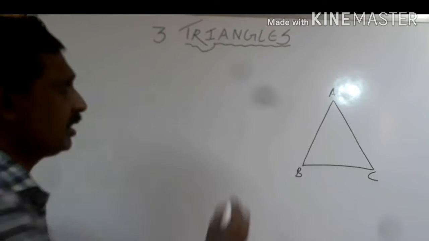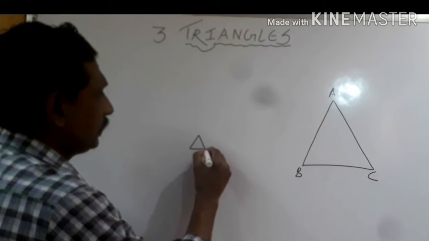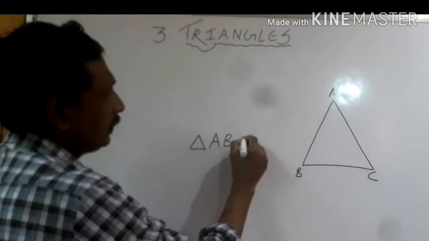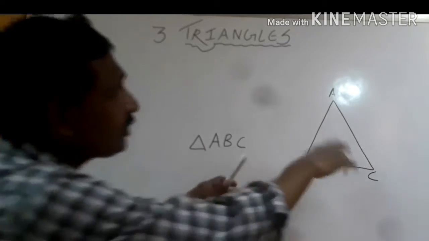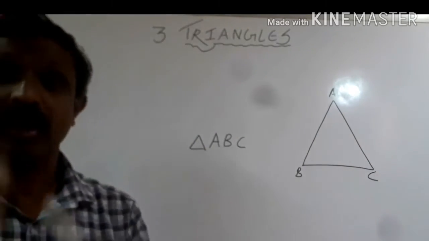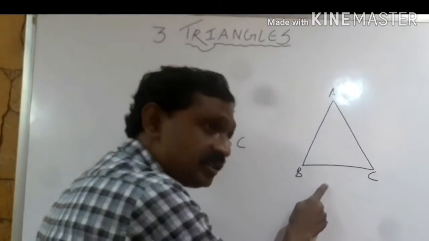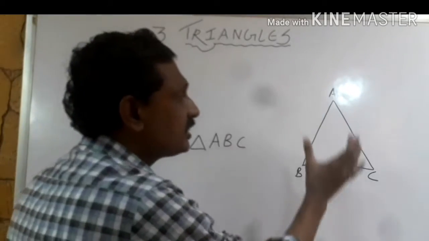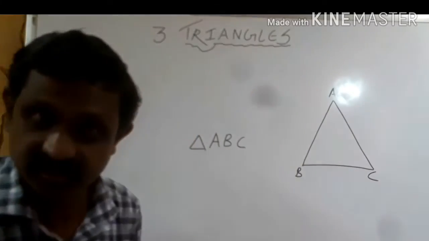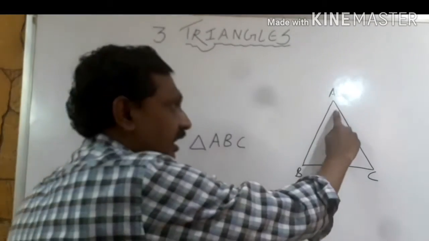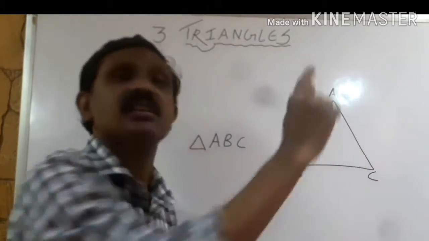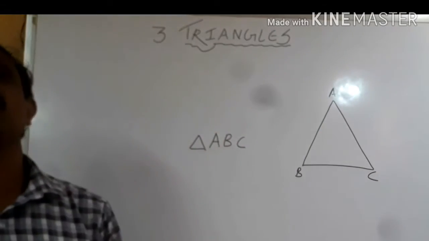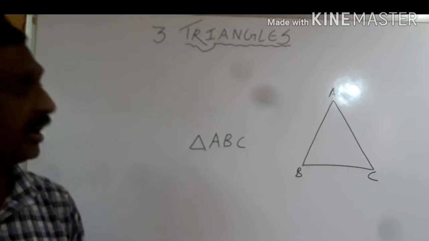How do we write this? We write this as the symbol of triangle, and triangle ABC. Now, what are the elements of this triangle? The elements of this triangle are its sides and its angles. What are its sides? Side AB, side BC, side AC. Angles: angle A, angle B, angle C. A, B and C are the vertices of this triangle.